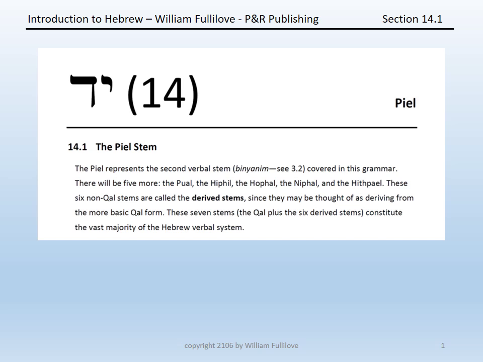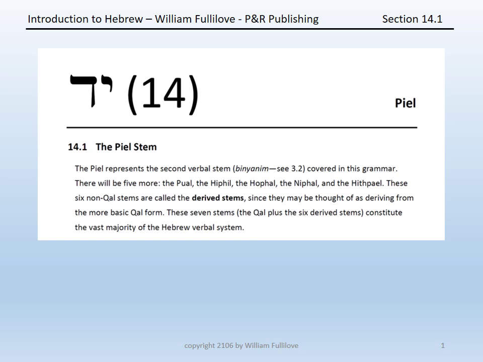Until now, as we've been parsing verbs, you will have noted that every verb was always Qal. It was as if Qal was a freebie in the parsing. Starting now in chapter 14, we come to the second major verbal stem, what we call binyanim, or a binyan, in the Hebrew grammar. There will be 5 more after this.